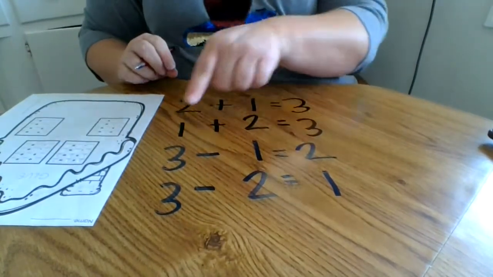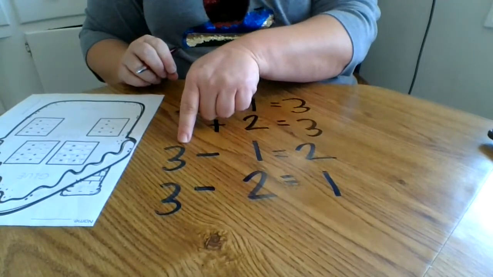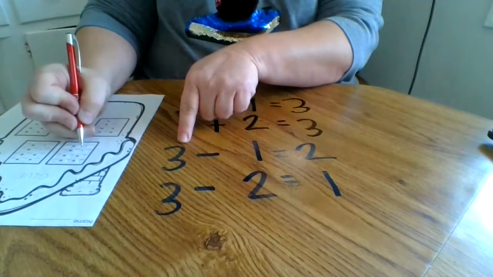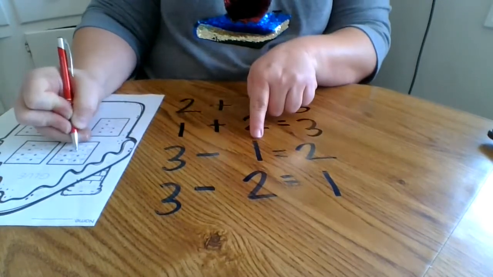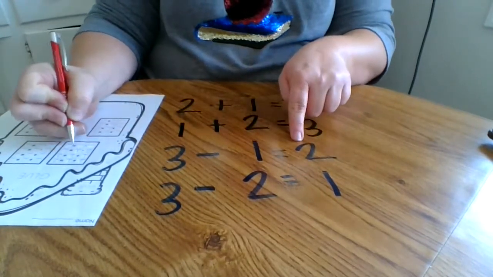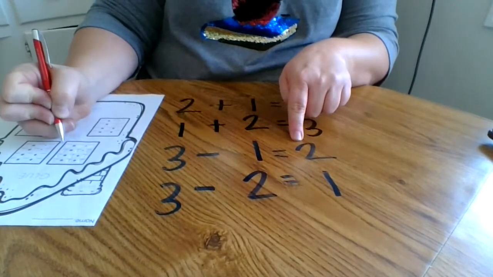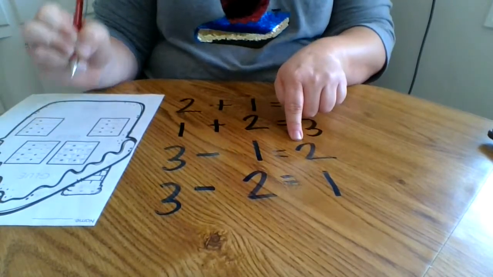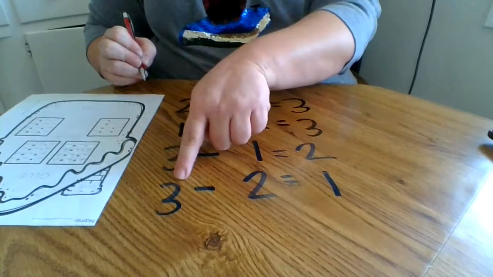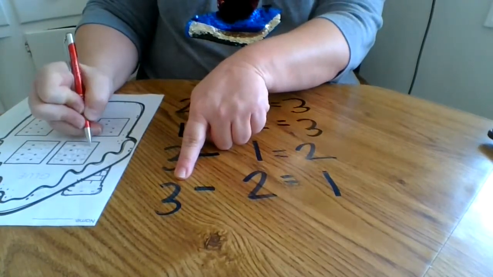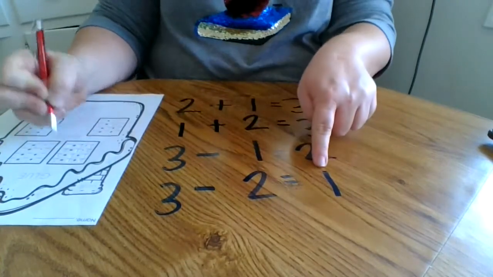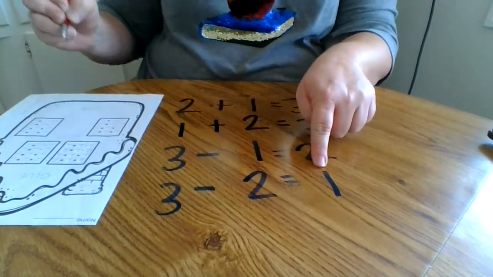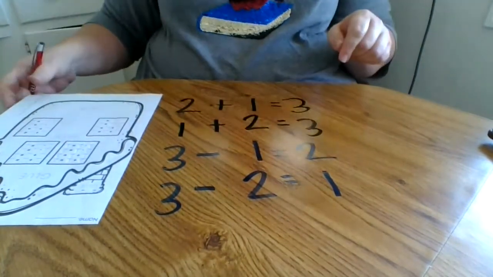All right, we're going to go down to the next one. These are our subtraction problems. We're going to write 3 minus 1 equals 2. So I'm going to write 2. Then we are going to do the next one. We're going to do 3 minus 2 equals 1. Perfect. All right, my friends.